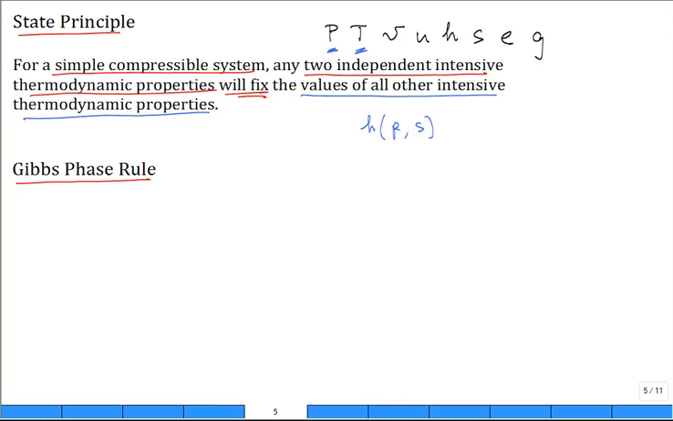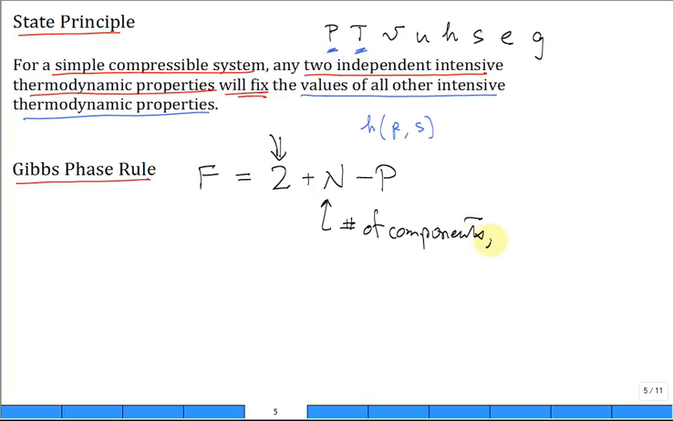Well, now that we have multi-component systems with multi-phases, we generalize that concept with the Gibbs phase rule. So here's the bottom line for the Gibbs phase rule. F, the number of degrees of freedom needed to fix the state, is equal to 2 plus N minus P. Well, it looks like the state principle. You need two independent intensive properties, but it also depends on N. N is the number of components.